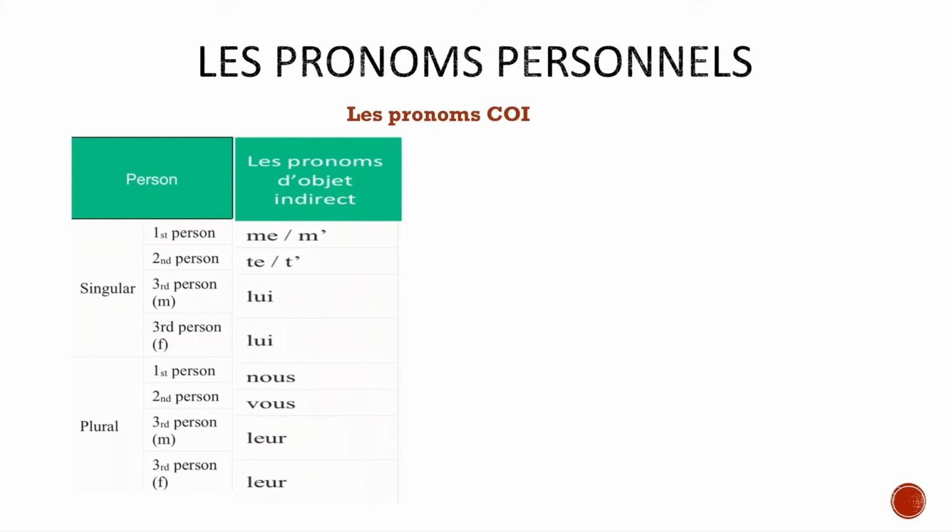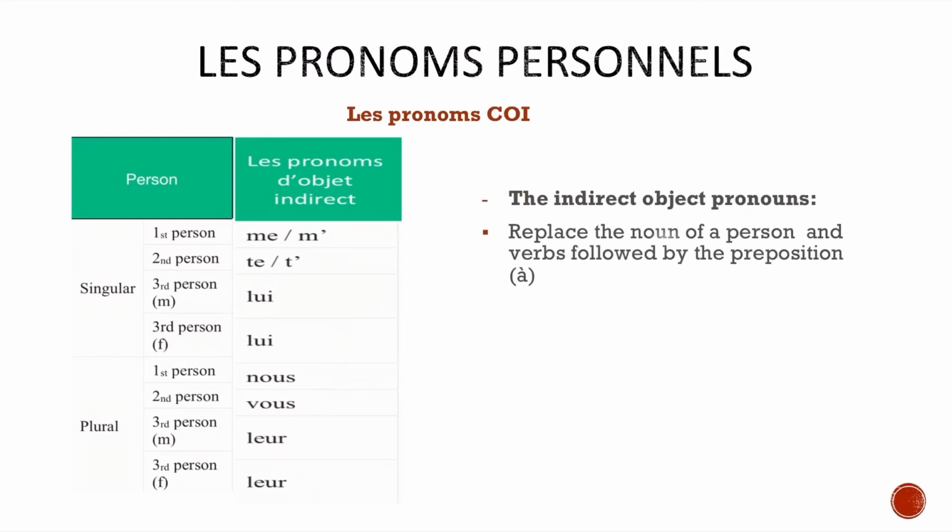The indirect object pronouns replace the noun of a person and verbs followed by the preposition à. Example here, tu téléphones à ton ami. Ton ami is the object and before it we have the preposition à. Ton ami means your friend, so it's he. That's why we use lui, because ton ami is singular. Look at the table, you will find lui in singular third person.